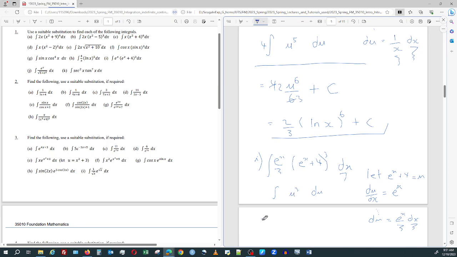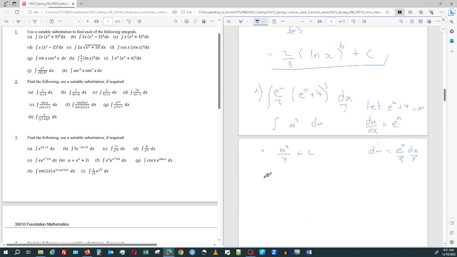Our integration then is a simple up and under. Up and under is a phrase that we used to use as kids on the football field. Kick it up, catch it, try. Up and under. So that's all that means. So 1/4 to the power 4 plus c, and u itself was e to the x plus 4.